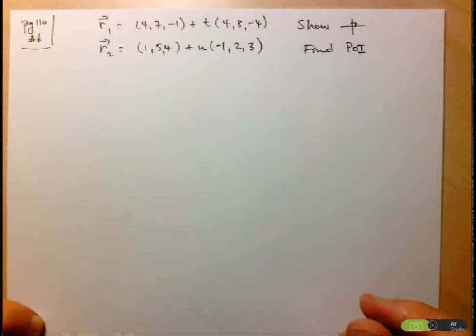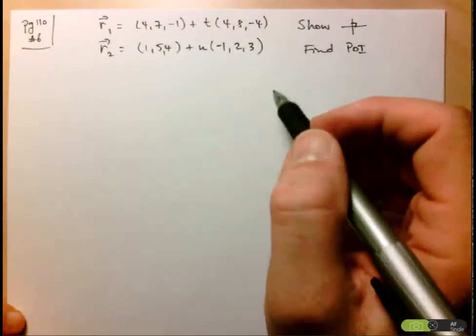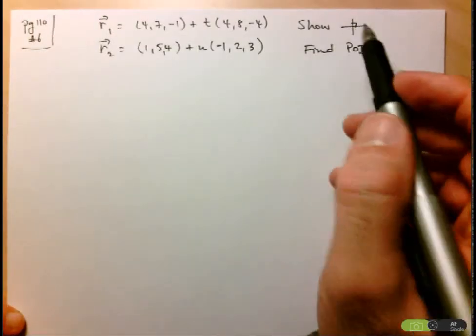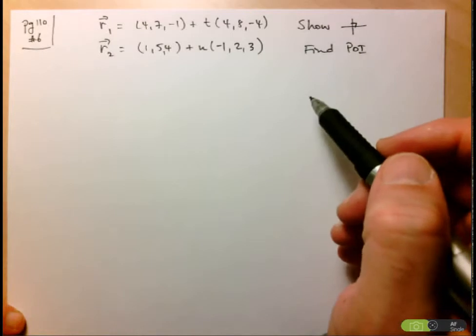Hi folks, this is number 6 on page 110. They give us the equations of two lines, and they want us to show that they intersect at right angles, and then they want us to find the point of intersection.